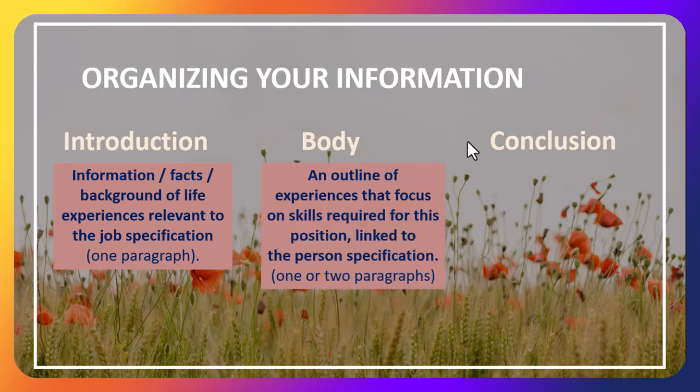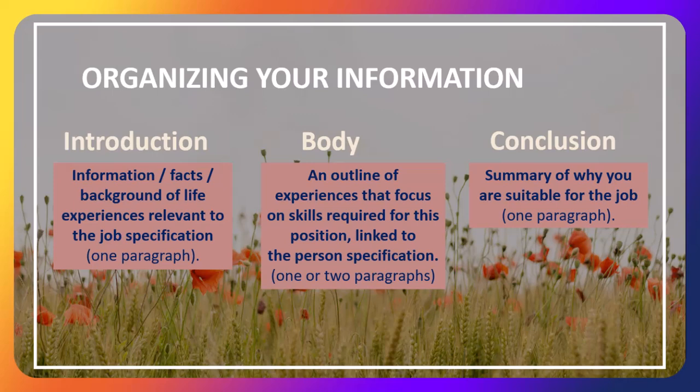When we come to the body part, you include an outline of experiences that focuses on skills required for this position, and it has to be linked to the personal specification. We're going to see what a personal specification is later in this video, and the body part is expected to be 1 or 2 paragraphs. Then we come to the conclusion. The conclusion is a summary of why you are suitable for the job. You include pointers, information that is related to the summary of why you are suitable for the job, and that's going to be 1 paragraph.